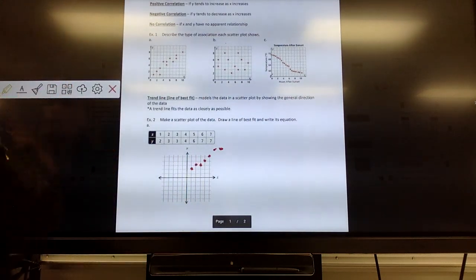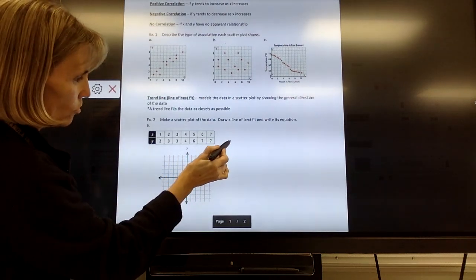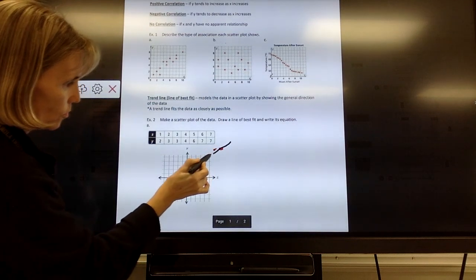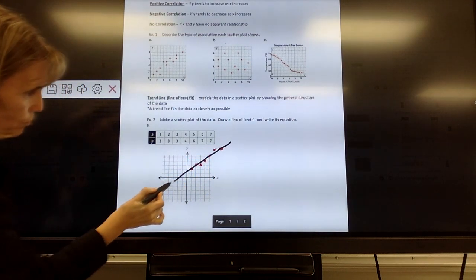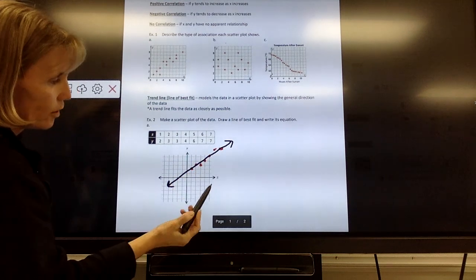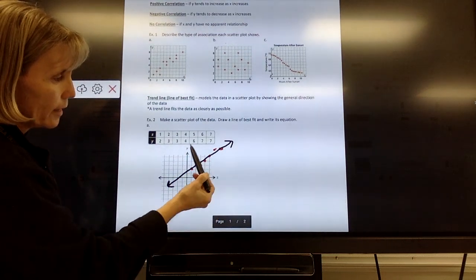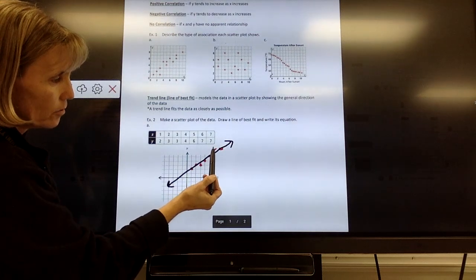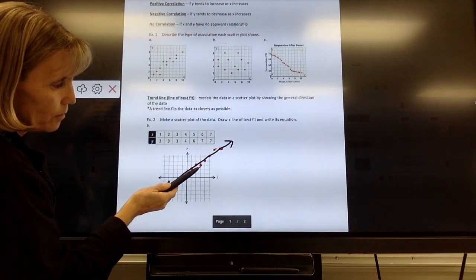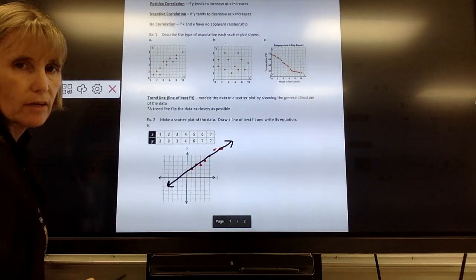But you want to draw that. I'm just going to try to draw as straight as I can. You want to draw a line through your points. Okay, and you want to have approximately the same number of points below the line as above the line. So you can see I've got a point up here that's above the line. Well, I've got a point over here that's below the line. You want to kind of even it out.